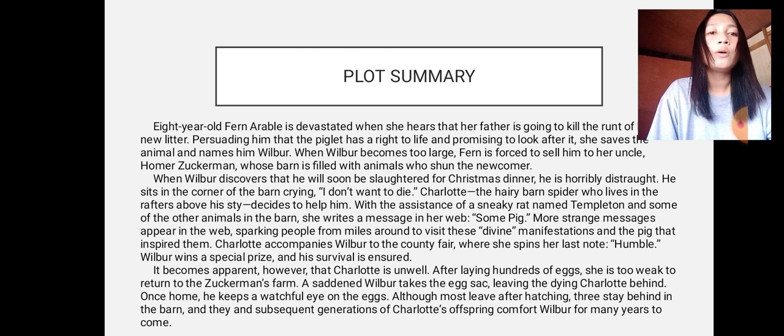Humble Wilbur wins a special prize, and his survival is ensured. It becomes apparent, however, that Charlotte is unwell. After laying hundreds of eggs, she is too weak to return to the Zuckermans' farm. A saddened Wilbur takes the egg sack, leaving the dying Charlotte behind.